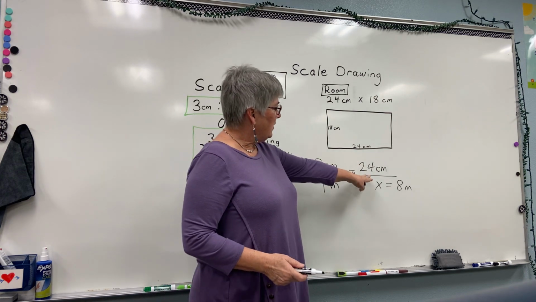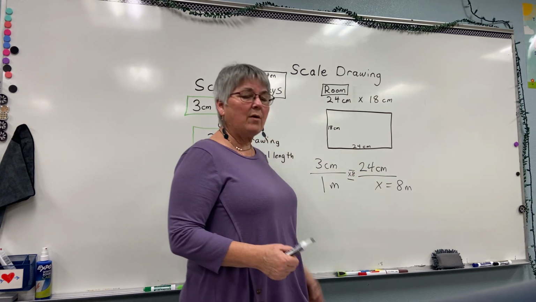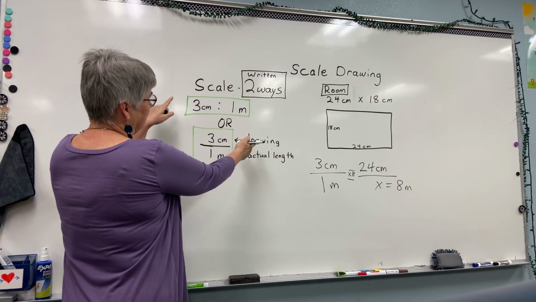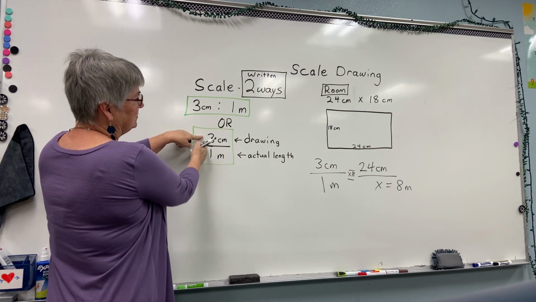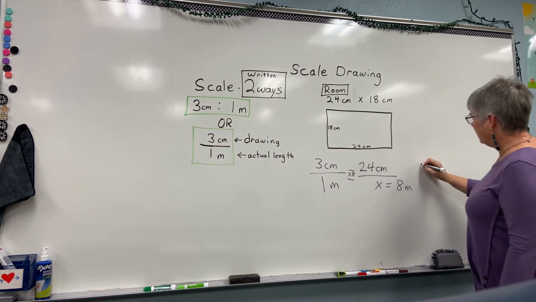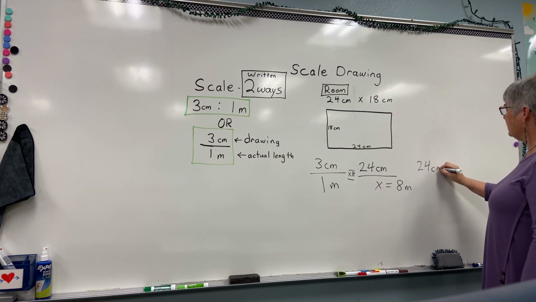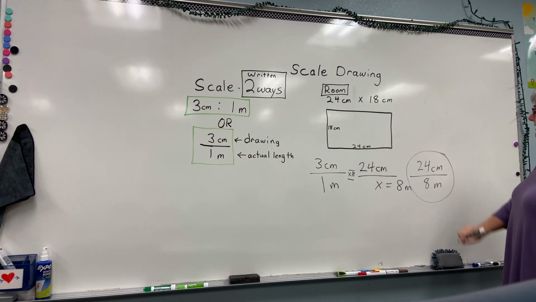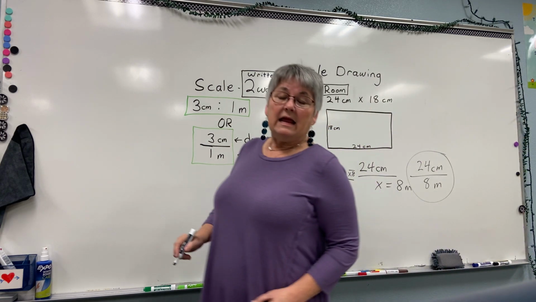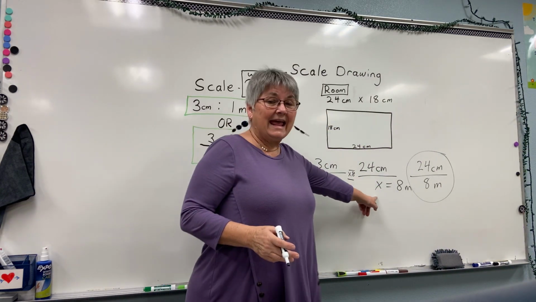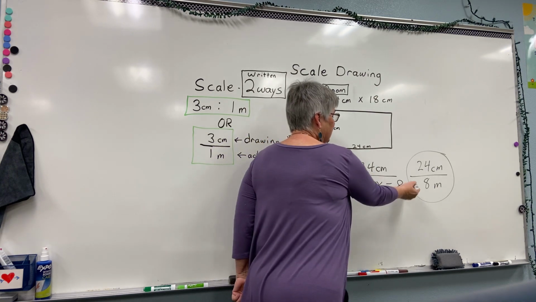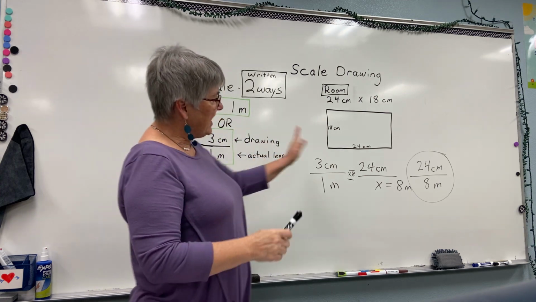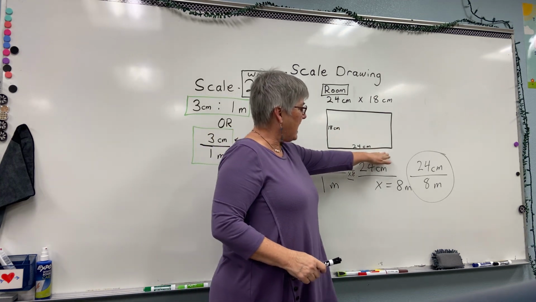All right, so this is my answer. So how would I write that as a final answer? Well, I need to make it look maybe something like this. I like this one. So I would say 24 centimeters to 8 meters. And that would be my final answer. If they only want to know what X is, then this would be finished and you could just circle your 8 meters. All right, so now that's just one of the actual sides.